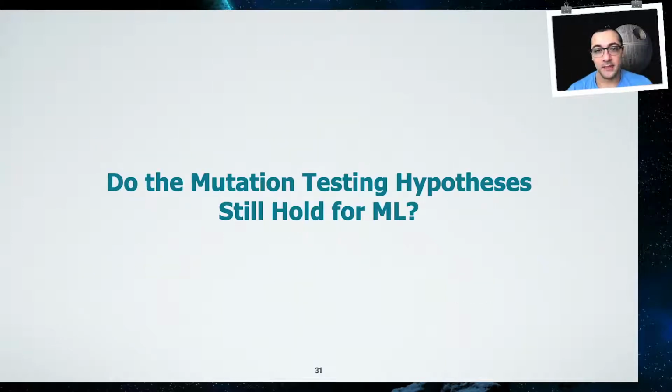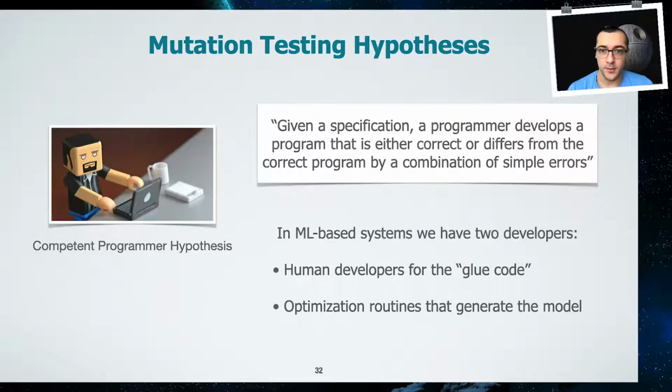Aside from these technical aspects, there are also some philosophical questions that we need to answer and that are related to the hypothesis underneath mutation testing. The first hypothesis is the competent programmer, with the idea that the competent programmer makes a small mistake. But this doesn't match 100% the machine learning world, because we have both a real programmer but also some optimization routine. And the final product comes from the joint work of both.